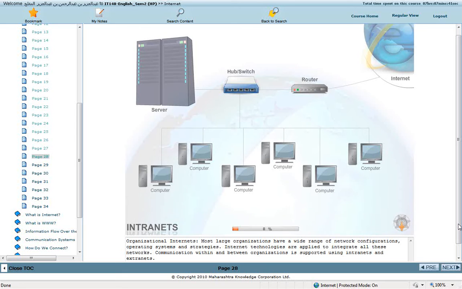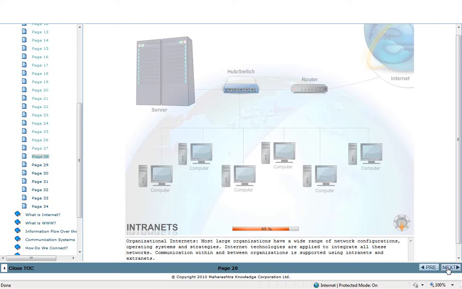Organizational internets. Most large organizations have a wide range of network configurations, operating systems, and strategies. Internet technologies are applied to integrate all these networks. Communication within and between organizations is supported using intranets and extranets.